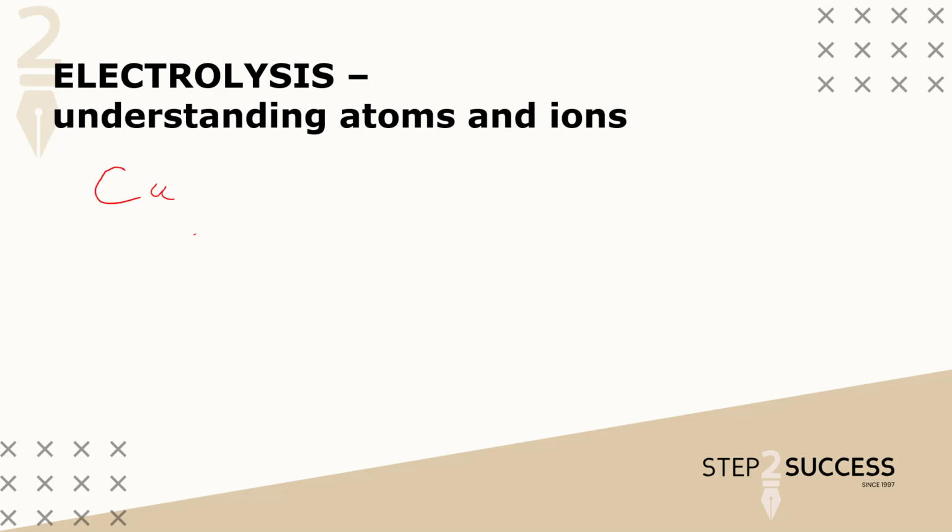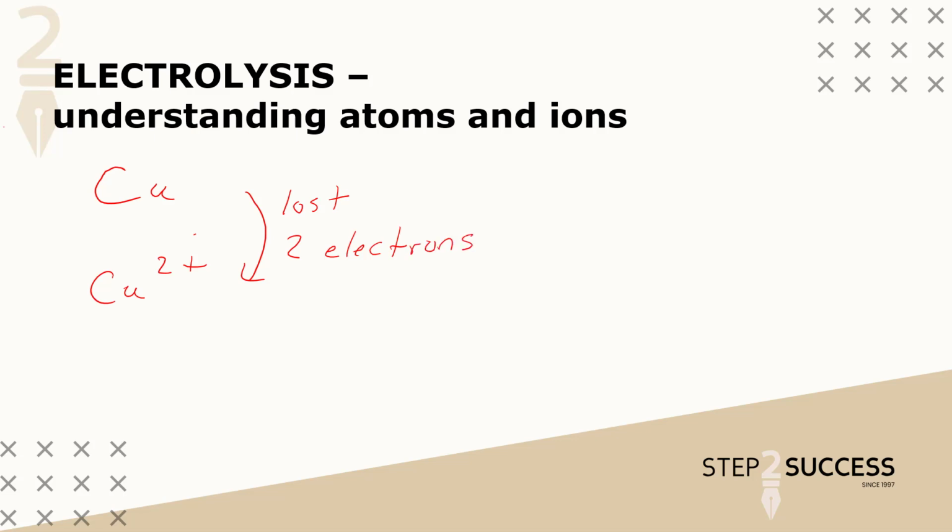A copper atom looks like this. The copper ion looks like this. Now, how did the copper atom become a copper ion? Because it's a 2+ ion, it's positively charged by 2. It means that it did that by losing 2 electrons.